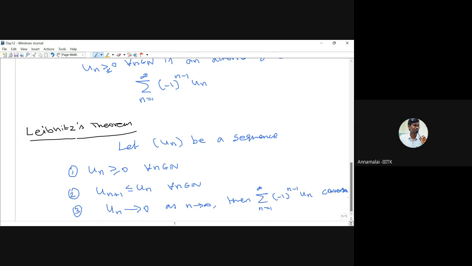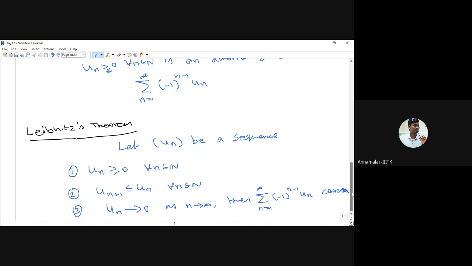The alternating series is convergent. That's it. Therefore, you have to check three conditions. First, don't take the coefficients; you have to take only the un's. If all the un's are positive and they're decreasing and converge to 0, then the alternating series is convergent. So this is Leibniz theorem.